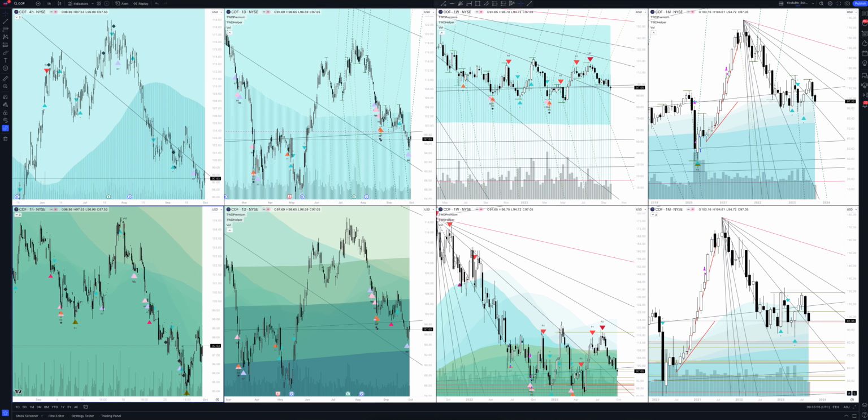Today we will take a look at Capital One stock. Let's analyze the market situation and find out how you can make money on it. Let's start.